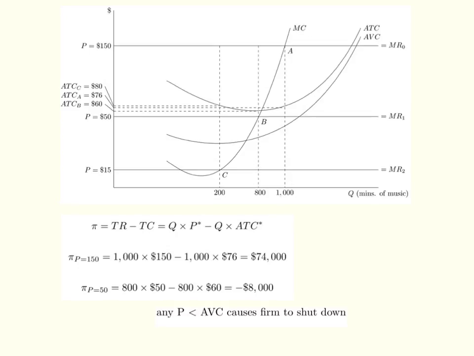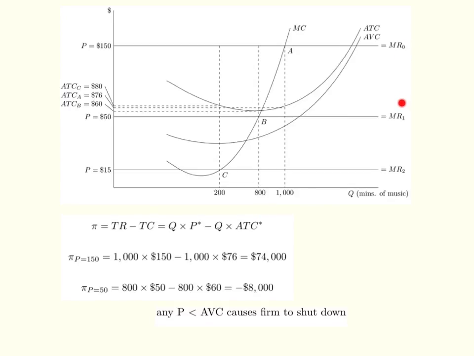And so therefore, the firm responds to a particular market price by producing a particular profit maximizing quantity. So for example, if the market price is $150, the firm sees that 1,000 units of the product is where $150 intersects their marginal cost curve. Therefore, they will choose to produce 1,000 units to maximize profits. If the market price falls to $50, the firm will respond by producing 800 units instead.